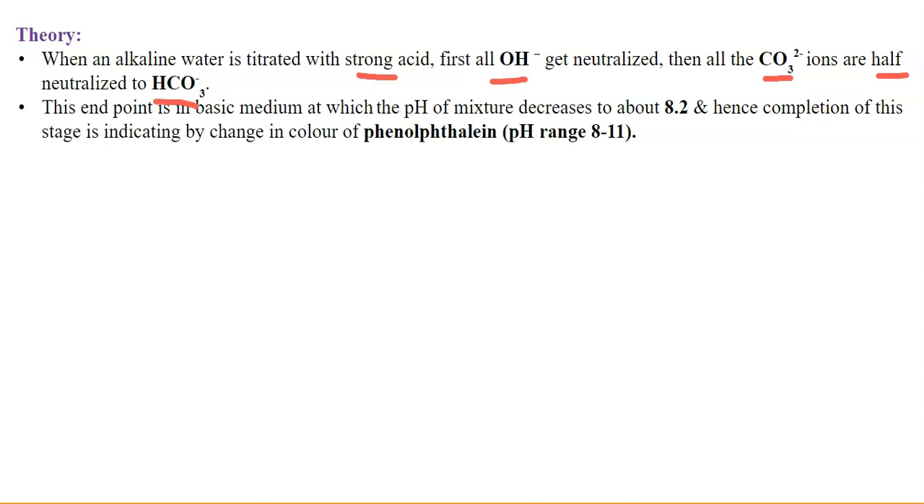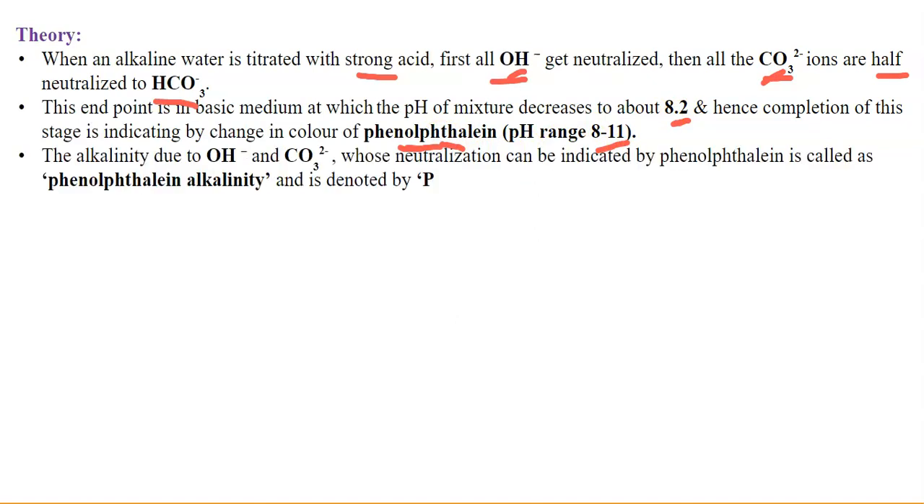Also, since this is a titration reaction, we need indicators. One indicator which we need is the phenolphthalein indicator to find the endpoint. When the neutralization of hydroxide and half neutralization of carbonate ions to bicarbonate is taking place, we use the phenolphthalein indicator because phenolphthalein shows a color change in the pH range 8 to 11. Hydroxides and half neutralization of carbonates takes place at around pH 8.2. That is why the first indicator we use is phenolphthalein.